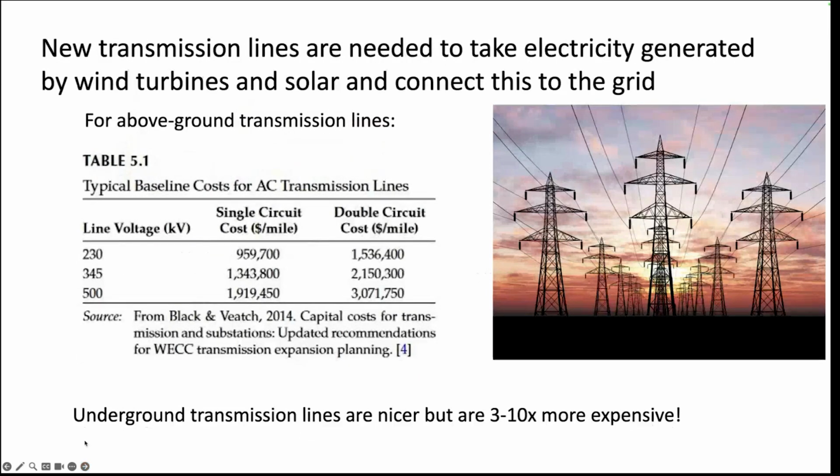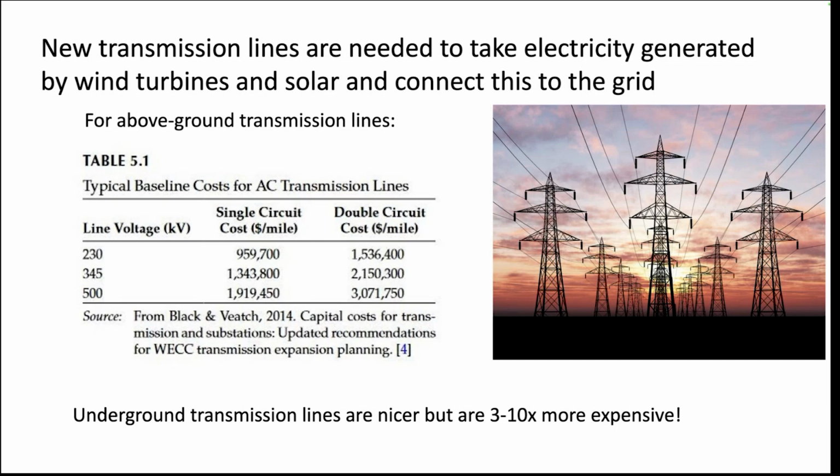All right, so new transmission lines are needed to take electricity generated by wind turbines and solar and connect it to the grid. This is an issue in Texas because most of the power plants that have been used, nuclear, natural gas, coal, whatever, have been built near population centers where the electricity is being used, but the renewable energy is mostly being generated farther west. So we can't really expand that source unless we build more power lines.